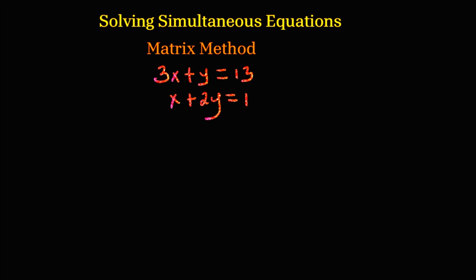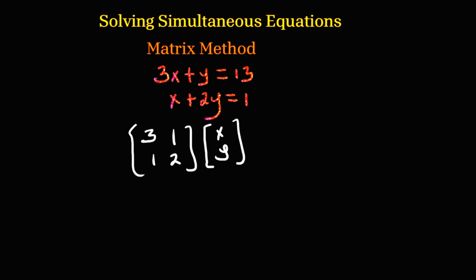This video is going to focus on solving simultaneous equations using the matrix method. So the first thing you're going to do is write these equations in the form of matrices, where the first matrix is made up of the coefficients, that will be 3, 1, 1, 2. And then the second matrix is made of the unknowns, that is x and y. And the third matrix is made of the results, that is 13 and 1. Then we can label these as matrix A, matrix X, and matrix B.